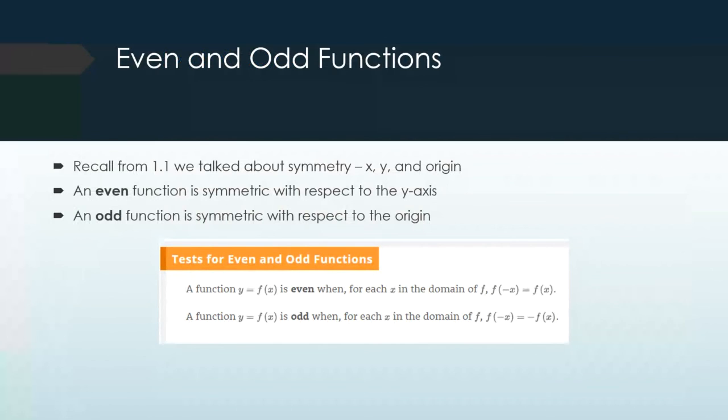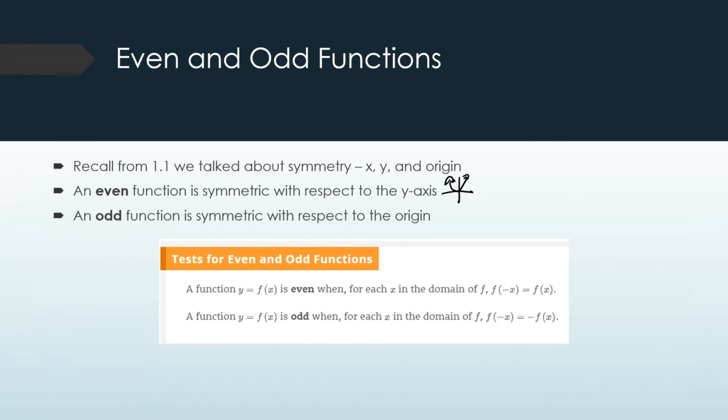Okay. And this is the last topic that's in 2.3, even and odd functions. If you remember back in section 1.1, we had symmetry. That was in the week 2 assignment, and you had to test whether it was symmetric with the x-axis, the y-axis, or the origin. When we talk about even and odd functions, those are related to symmetry. So an even function is symmetric with respect to the y-axis. So that would be if I have something that looks like that.